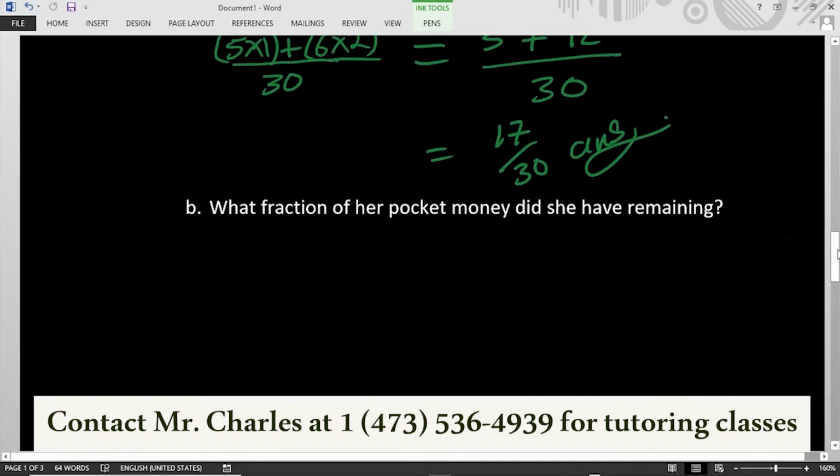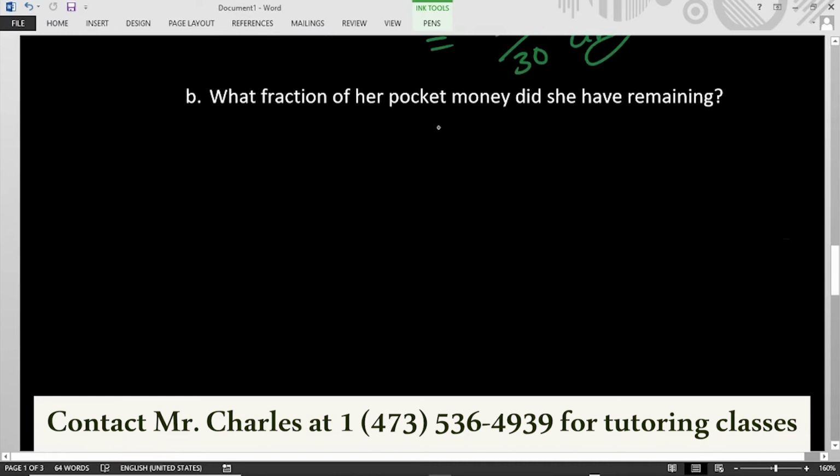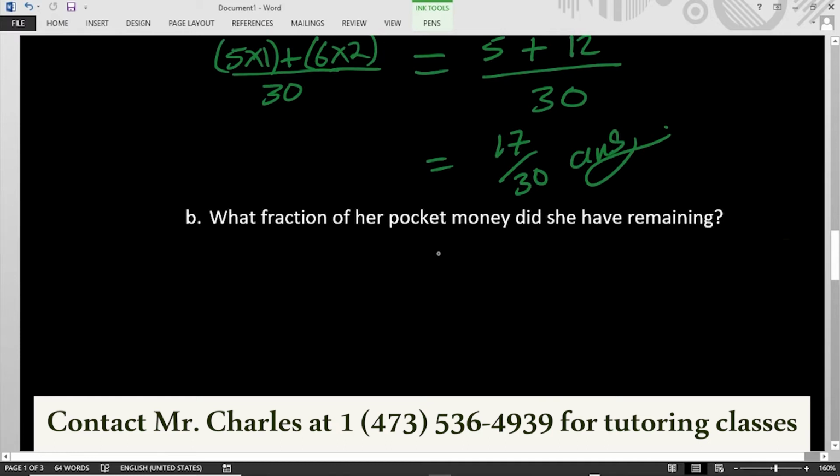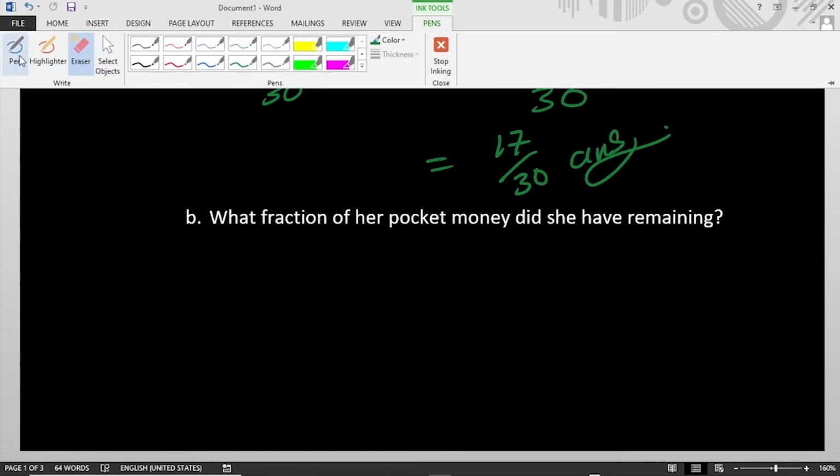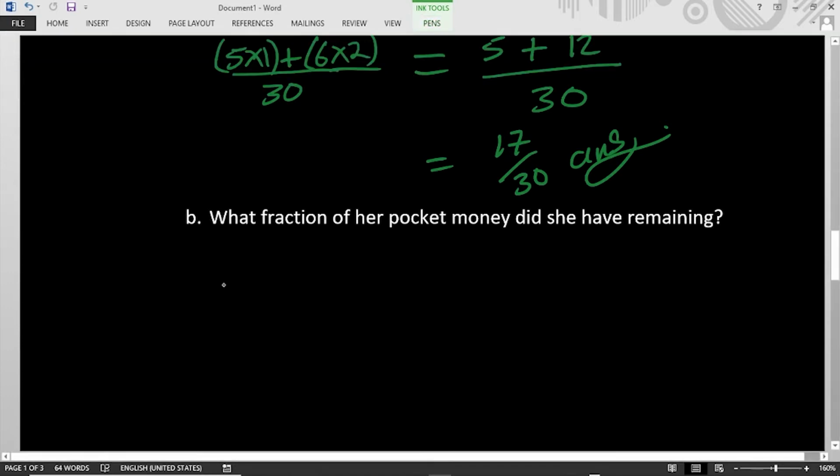Part B of the question asks, what fraction of her pocket money did she have remaining? If she spends 17 out of 30, it means she has whatever remains when you subtract 17 from 30. She spent 17 over 30. Before that, she had a whole. So 1 subtract 17 over 30 would give us our answer.